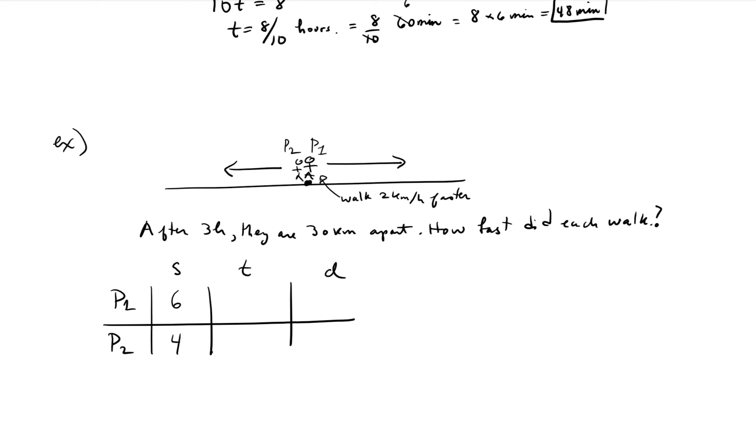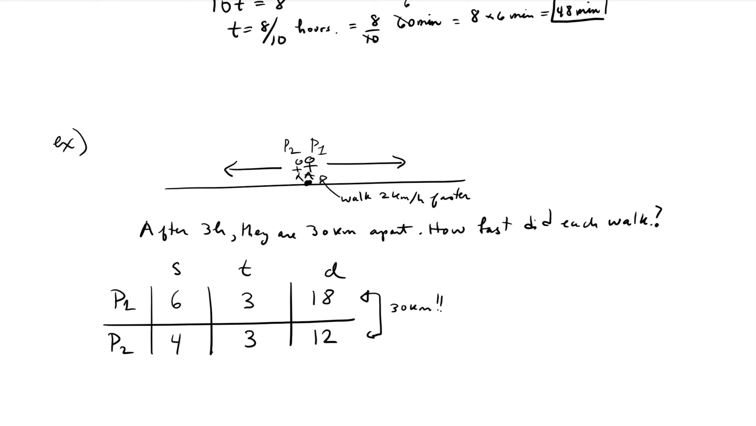If they walk 3 hours, we know t is going to be 3, right? Person 1 will cover a distance of 18 kilometers, and person 2, 12 kilometers. And hey, we're kind of lucky here, because it adds up to 30. Honestly, I didn't know the answer. So let's try to modify this slightly, because now we know the answer.